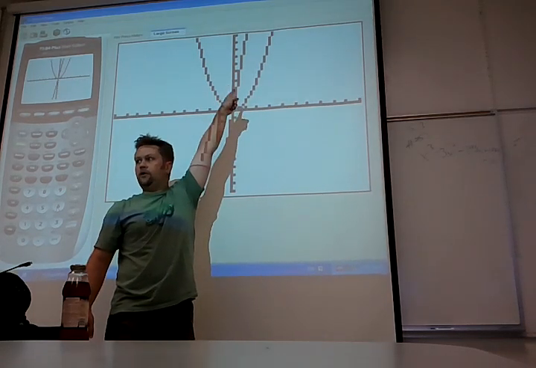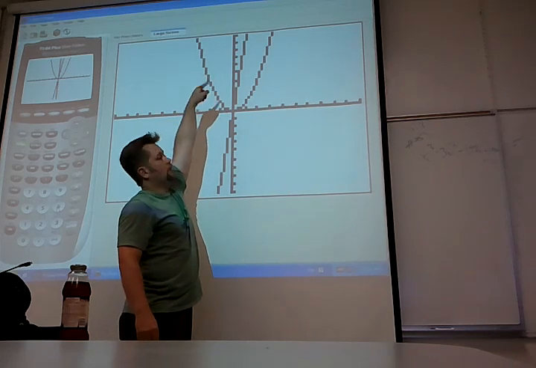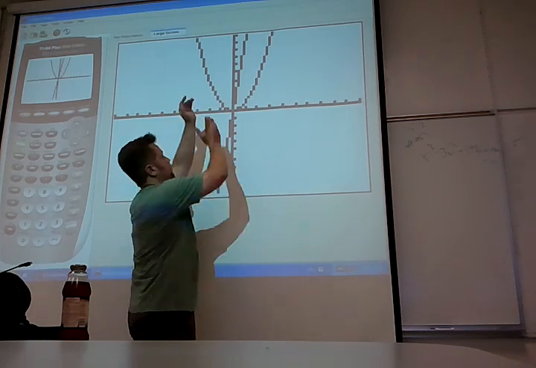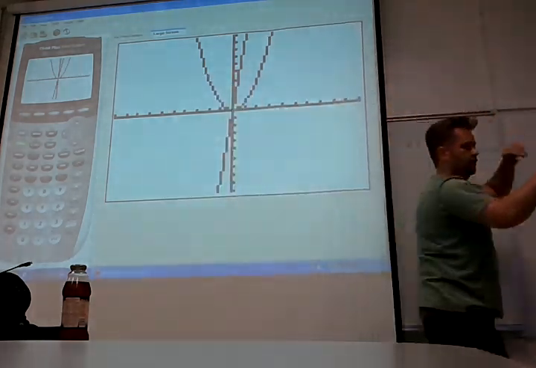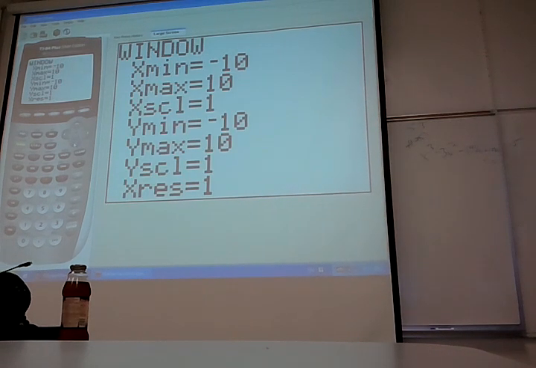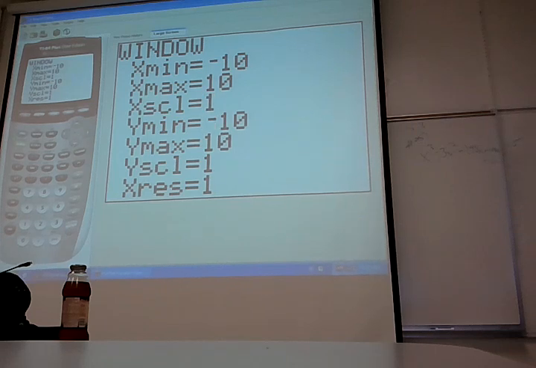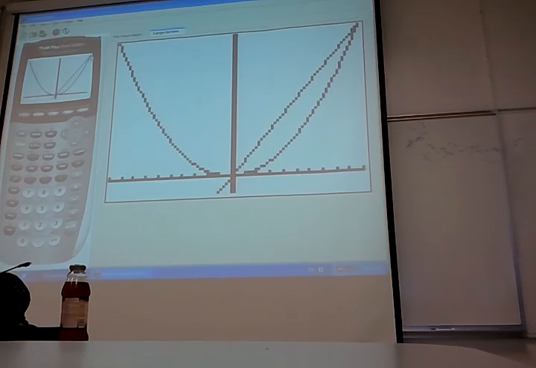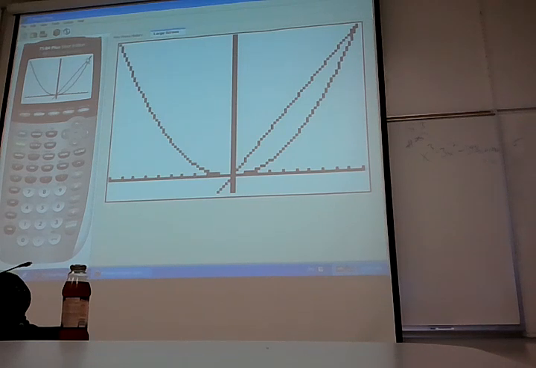So what do I have to change in my window? My y max. I want to be able to see further up, right? So just to be on the safe side this time, let's hit y max and make it 1,000. Man, that's a little overly safe. Let's make it 100. Why not? And there you can see it, right there in the very corner.